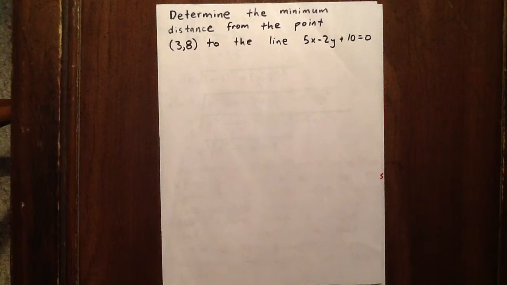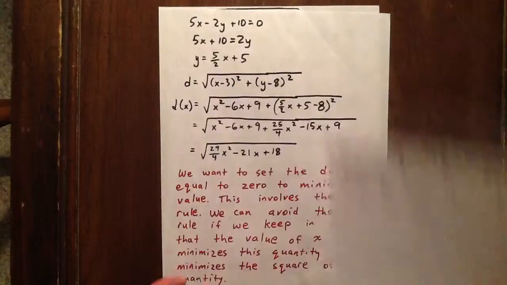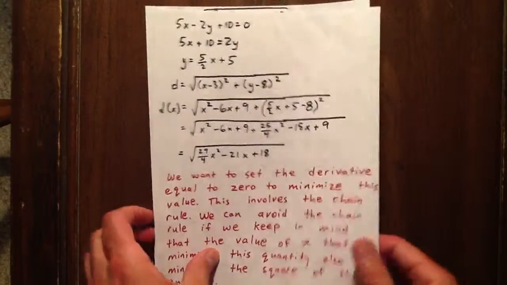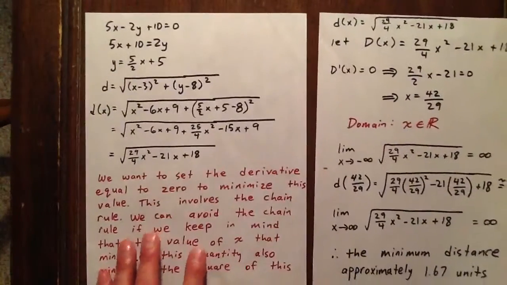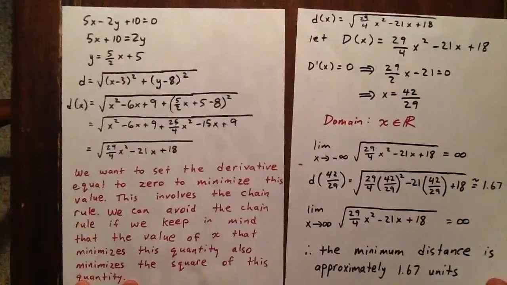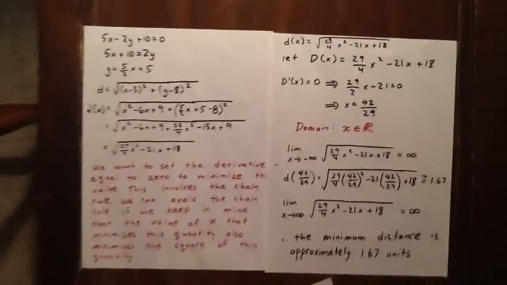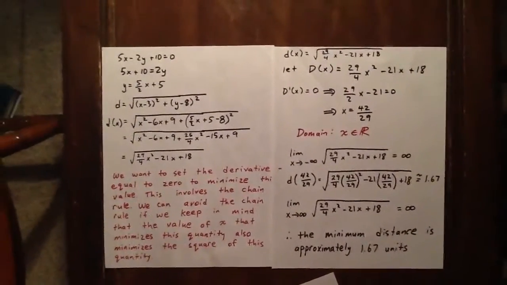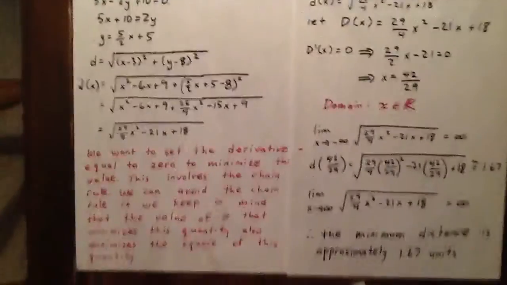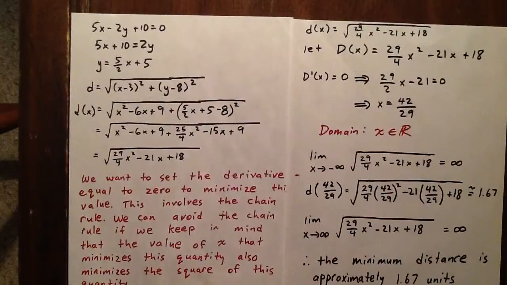In this question, we want to determine the minimum distance from that point to that line. So, using our max and min principles, we have a relatively lengthy solution that looks like this. We'll go through this step by step.